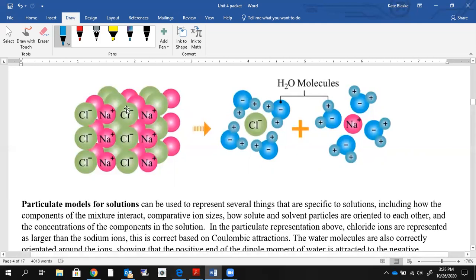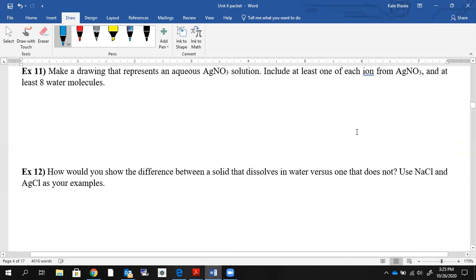We also see that it goes from being a solid to being dissolved by showing that those ions are separating. Thirdly, it also is showing the ion dipole attraction between the water and those ions. Since this chloride ion is negative, the positive end of the water molecules is going to be attracted to that. Because sodium is a positively charged ion, the negatively charged oxygen end of the water molecule is going to be attracted to that sodium. So those are 3 different things that we can show with those particulate models.